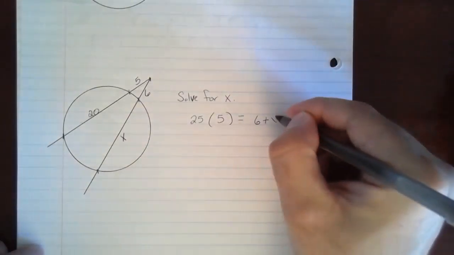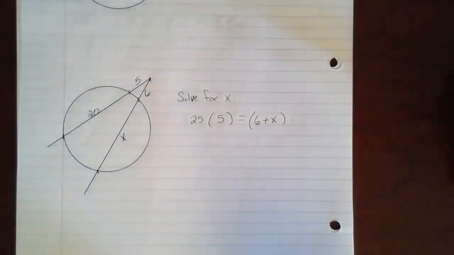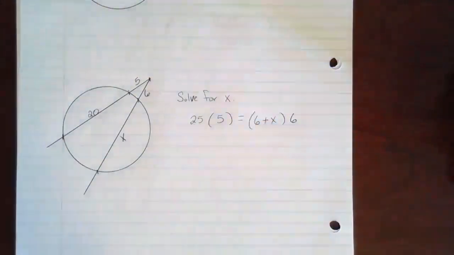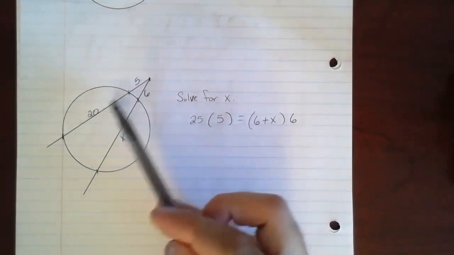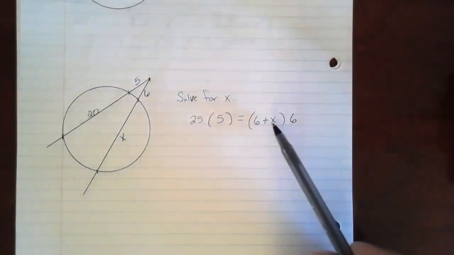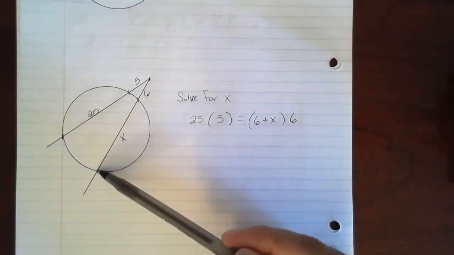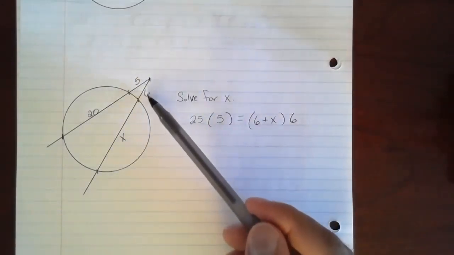That's 6 plus x. Now in this case, it's unfortunate, it's an expression, so 6 plus x times the little piece that's on the outside up here. So this 25 comes from 20 plus 5. That's the whole length of this part. And the 6 plus x is adding these two pieces together to get the whole length there. The 5 and the 6 are just these outside pieces here.